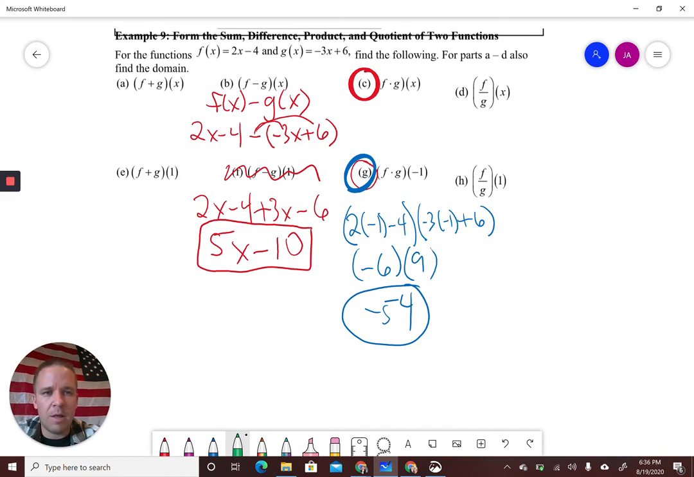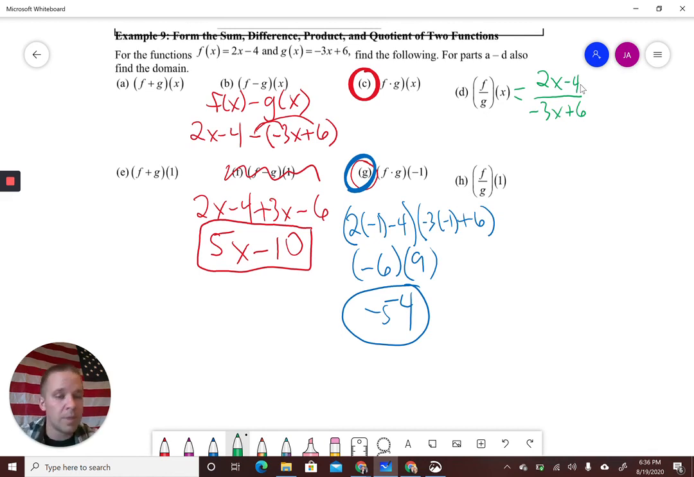All I'm going to have is my f of x, which is 2x minus 4, over my g of x, -3x plus 6. Now, can I do any simplifications? There's no greatest common factor that I can take out of both of them that would cancel. This one has a -3. This one has a 2. That's not going to do anything. I can't simplify this at all. So I'm done.